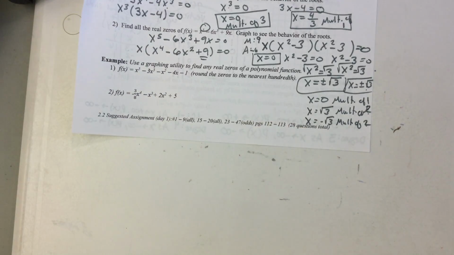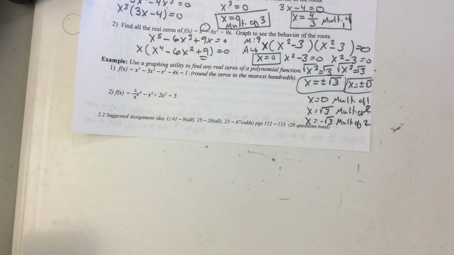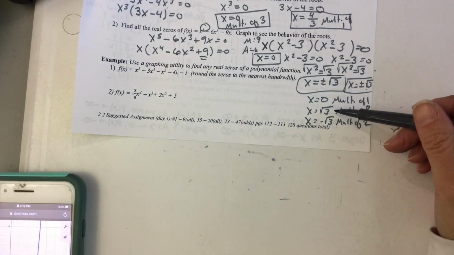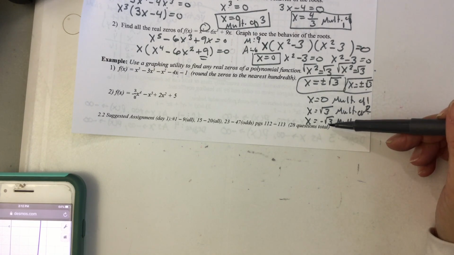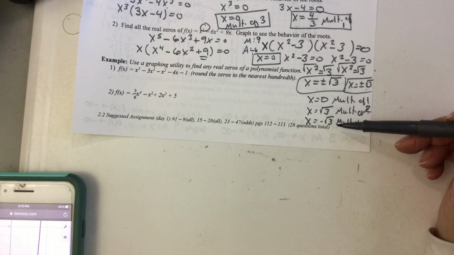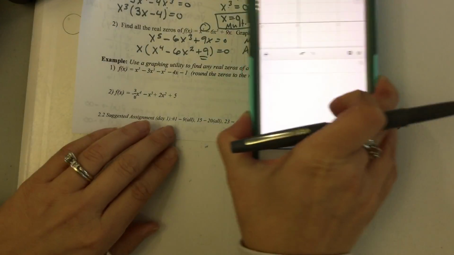Graphically, what's going to happen is my graph should cross as a straight line at 0. When I look at a positive square root of 3, which is approximately 1.7, it should bounce. When I look at a negative square root of 3, which is approximately negative 1.7, it should bounce. Let's go ahead and see if that's what happens.